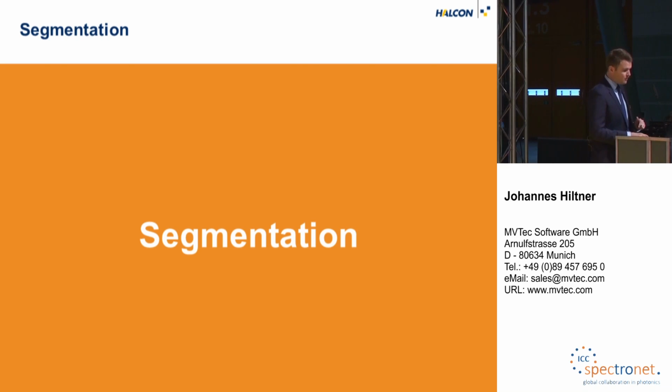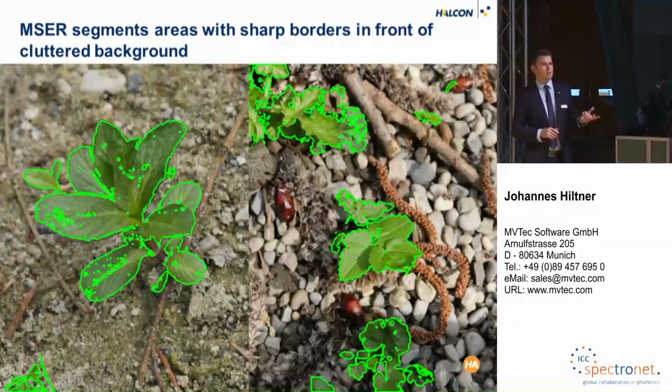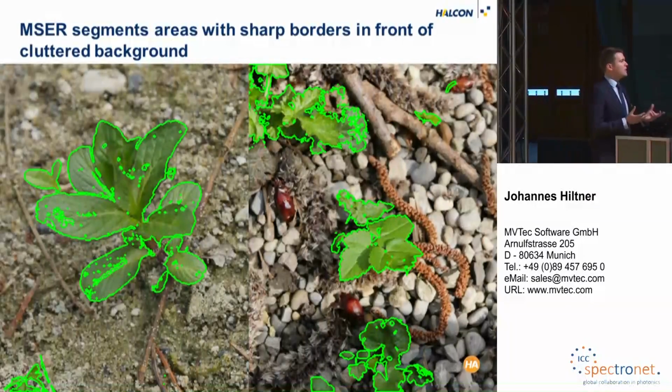And one feature which we implemented in HALCON 13 is the so-called MSER. It's called the maximally stable extremal regions, and this one allows us to easily segment regions with homogeneous gray values in front of cluttered background. So this is an application from the agriculture industry, but HALCON is not only used in agriculture industry, but also in typical electronics and automotive industries.